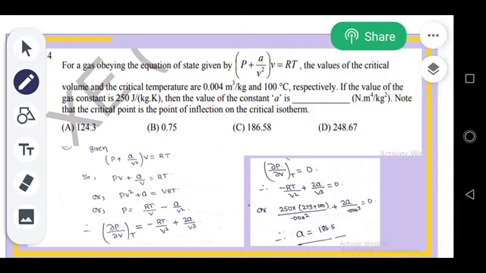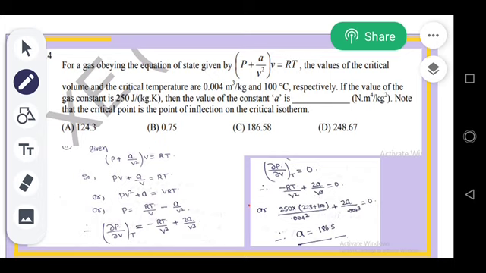Now come to this. For a gas obeying the equation of state given by P plus A by V square into V minus b equals RT, the values of critical volume and critical temperature are 0.004 meter cube per kg and 100 degrees centigrade respectively. If the value of the gas constant is 250 joules per kg Kelvin, then the value of the constant A is. Note that the critical point is the point of inflection on the critical isotherm. So critical volume and critical temperature are given, and you are asked to evaluate the value of A.